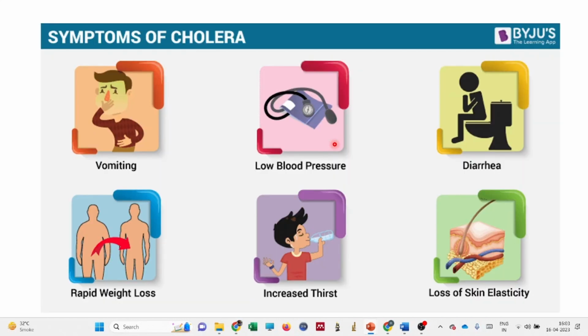So moving on, some of the symptoms of cholera: vomiting, low blood pressure, diarrhea, rapid weight loss, increased thirst, and loss of skin elasticity.